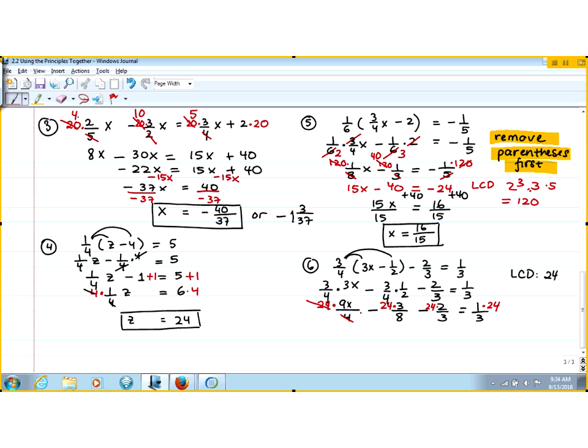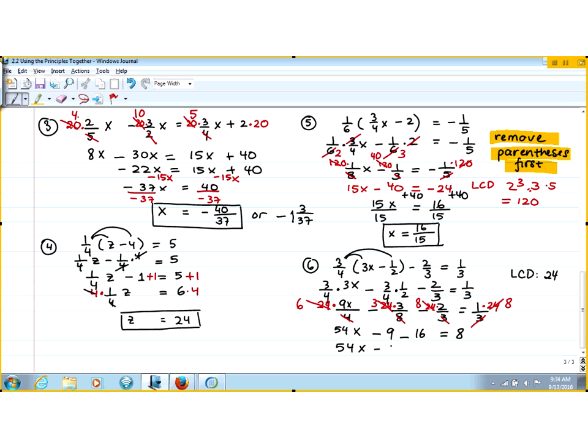All right. So 24 divided by 4, 6. 24 divided by 8, 3. 24 divided by 3 is 8. So now let's check that. So 6 times 9x, 54x, minus 3 times 3, 9, minus 16 equals 8. All right, that is easy, right?